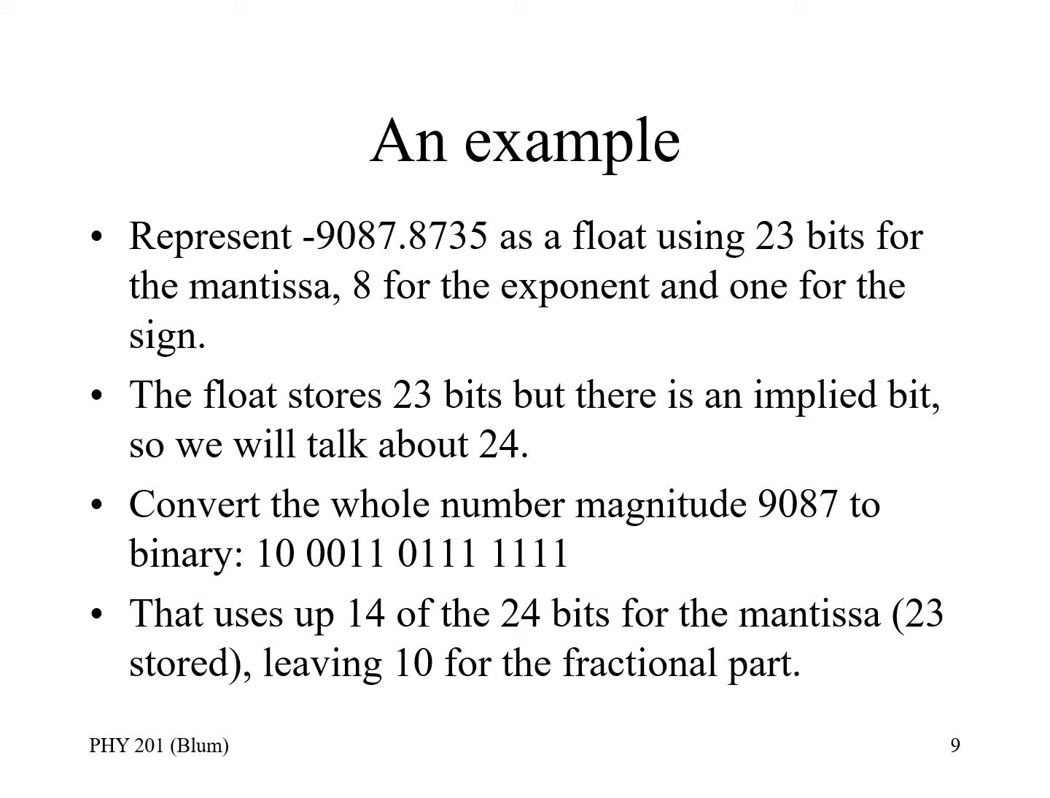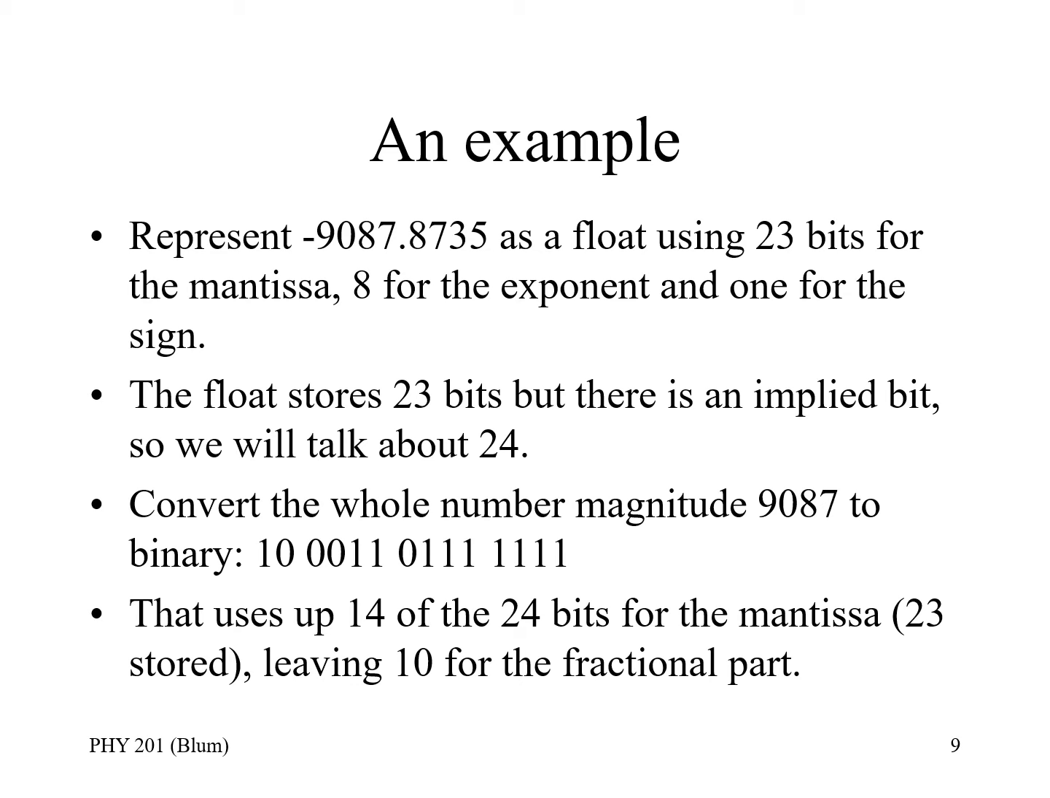Negative 9087.8735. Let's try to represent this as a floating point number. Floating point numbers are going to use 23 bits for the mantissa, 8 for the exponent, and 1 for the sign. But remember that for the float, there's an implied bit. So we're going to work with 24 bits to get a representation, and then just not store the first one. So we're going to start with the whole number, 9087, and we're going to represent that in binary. That's 10 00111, 0111, 1111.